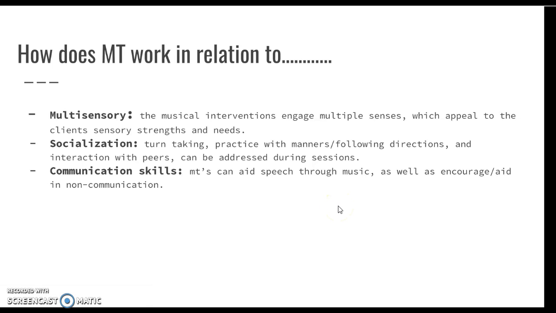So how does music therapy really work? In a multisensory way, the music interventions that are designed by the therapist engage multiple senses of the clients, which appeal to the client's sensory strengths and needs, and they truly improve socialization. It can work on turn-taking, practice with manners, following directions, and interaction with peers. These all can be addressed during sessions. They may not all be established in the first few weeks, but over time, the clients will continue to improve.